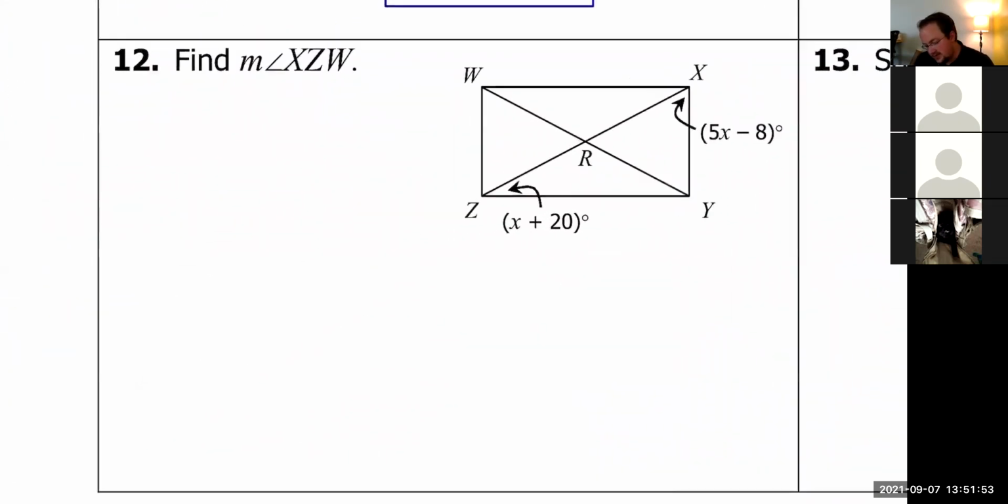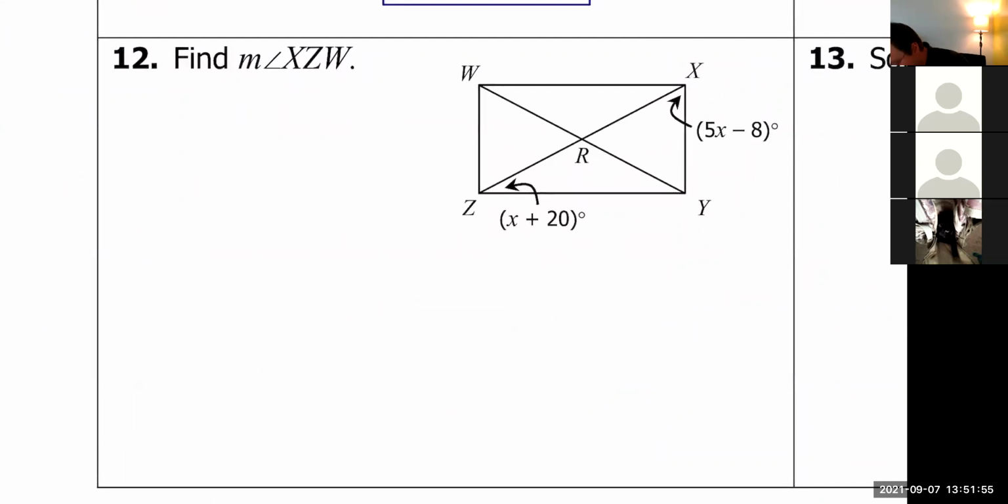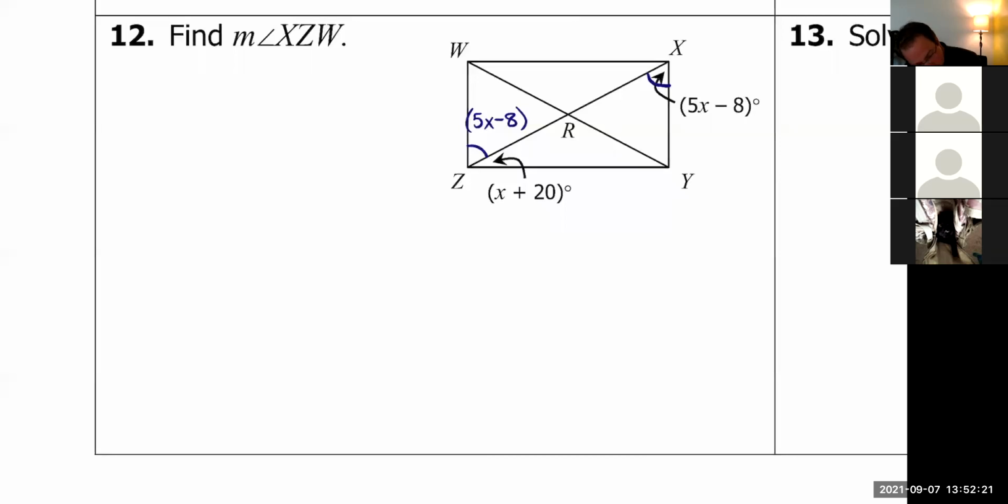Number 12, very similar to number 11. This one's kind of sneaky because if you think about it, this angle where the 5x minus 8 is an alternate interior angle over here at WZR, which means that this one is just 5x minus 8 as well. So very similar to the last one, those two should add together to equal 90 because that is a corner in the rectangle. So you're going to have a very similar setup. Going through that process, you should get that x equals 13.